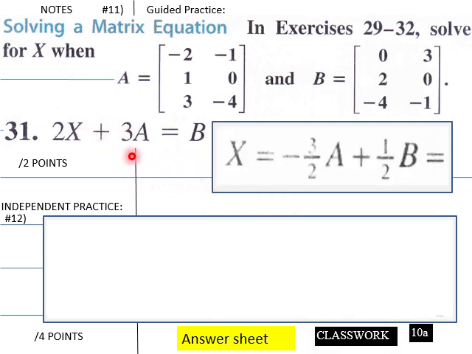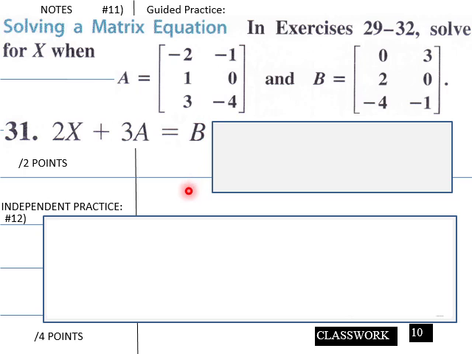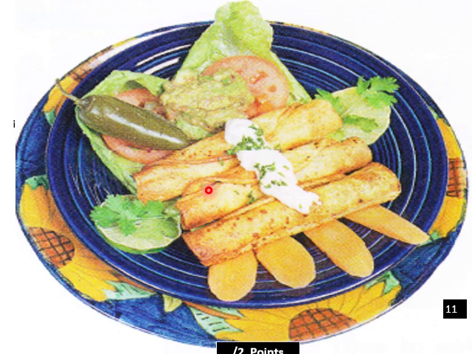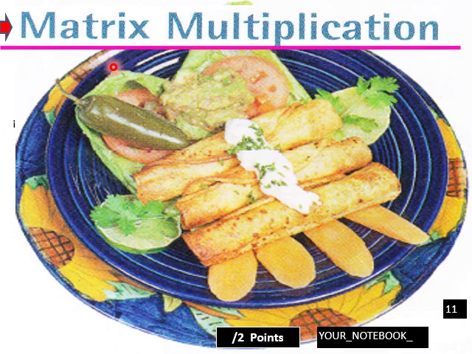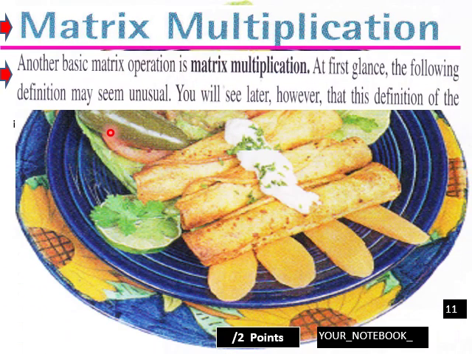So when we do solve for x here, we get x equals -3 over 2a plus 1 over 2b. And then you go ahead and solve the rest, students. Page 11, matrix multiplication now.